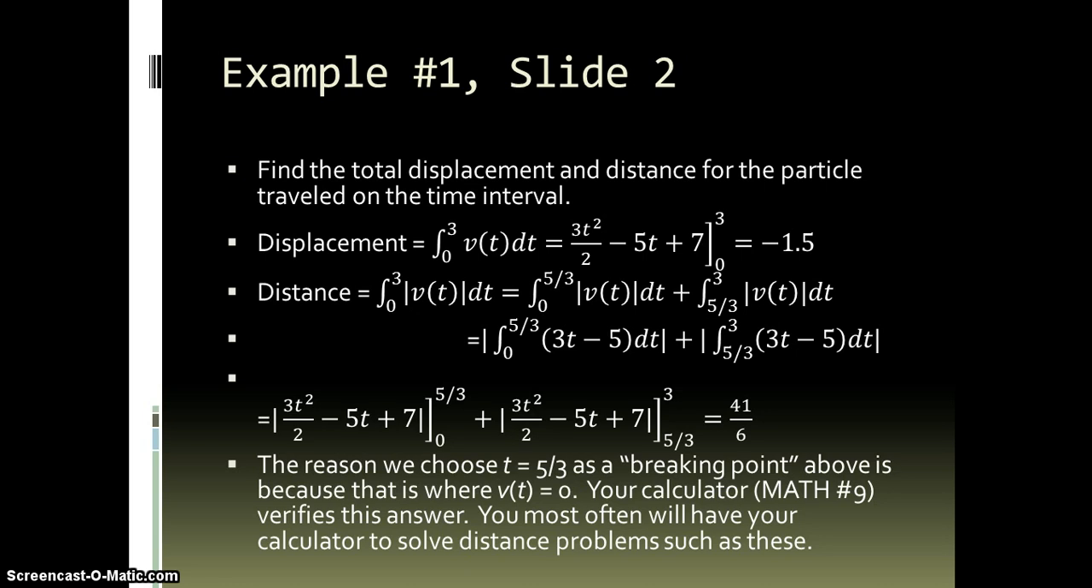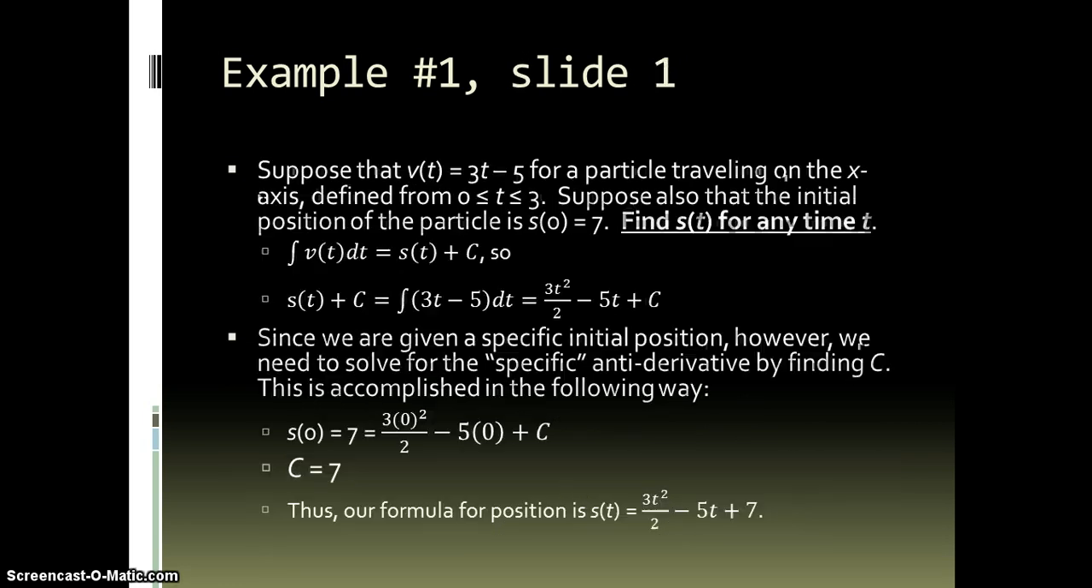Our distance is the integral from 0 to 3 of the absolute value of v of t dt. Now I'm going to show you how to solve this not using your calculator, but you also need to keep in mind that you generally will have your calculator available for these. If you remember back on the first slide, our function was v of t is equal to 3t minus 5. v of t is equal to 0 at 5/3. And you'll notice that the velocity of that particle will go from negative to positive at time 5/3.